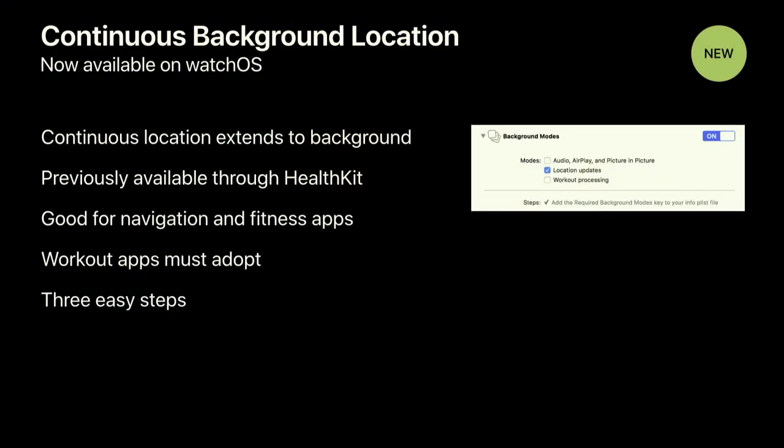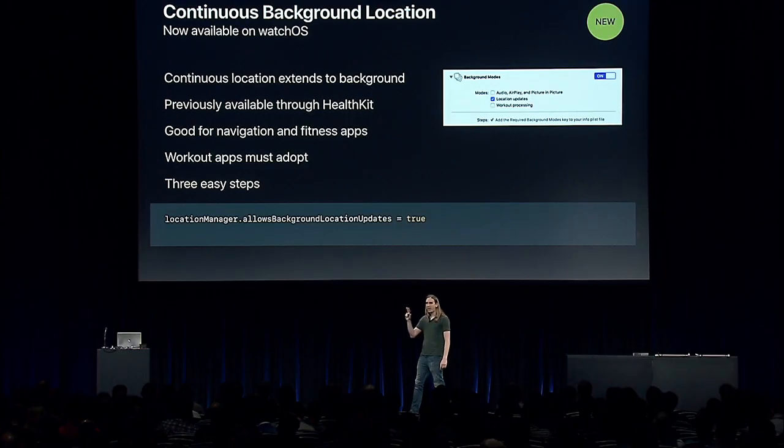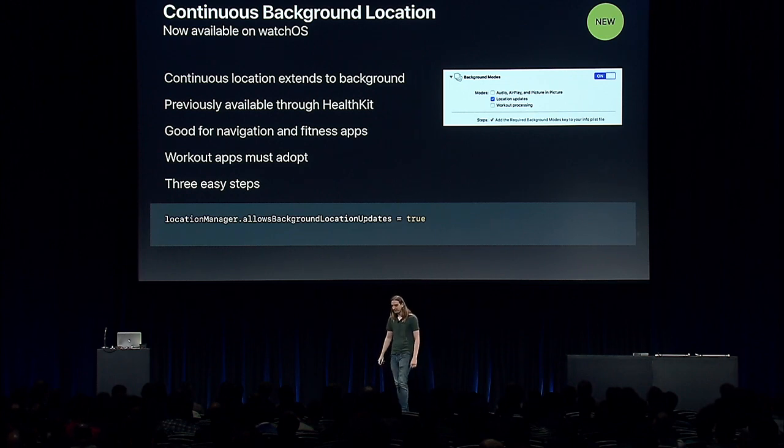Luckily, it's very easy to adopt our API. There are simply 3 easy steps. First, you enable the location updates background mode. Simply navigate to the Capabilities tab in Xcode, scroll down to Background Modes, and check the Location Updates box. Second, you need to set the Allows Background Location Updates property to True on your Location Manager.